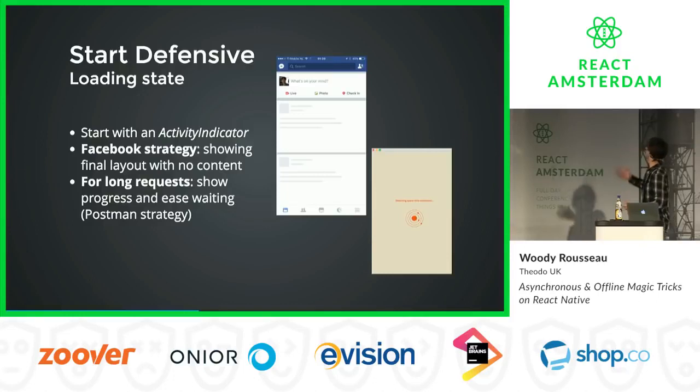The Facebook strategy here is to show content that looks like the final layout so that when the data gets here, it's not going to phase out the user. He's going to feel like the content hasn't really moved. And for long requests, you're going to want to have something that shows progress or at least distracts the user. Postman has a nice little loader which puts some random sentences, something that can be quite fun. You can put jokes or Easter eggs there. The idea is to make the user wait and know that something is happening. So this is the basic loading state management that you want in your app.